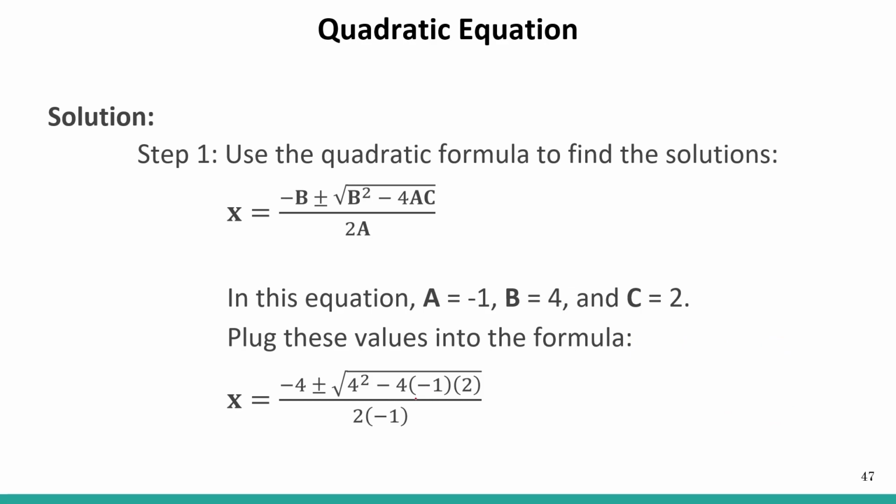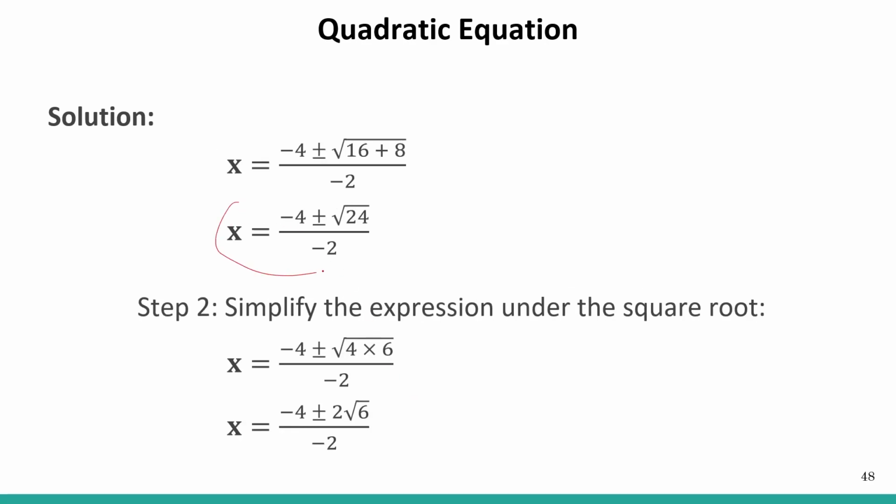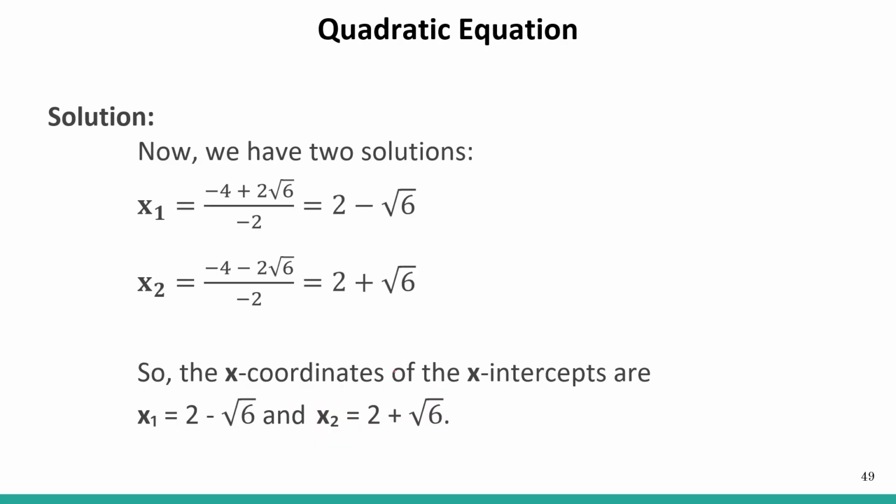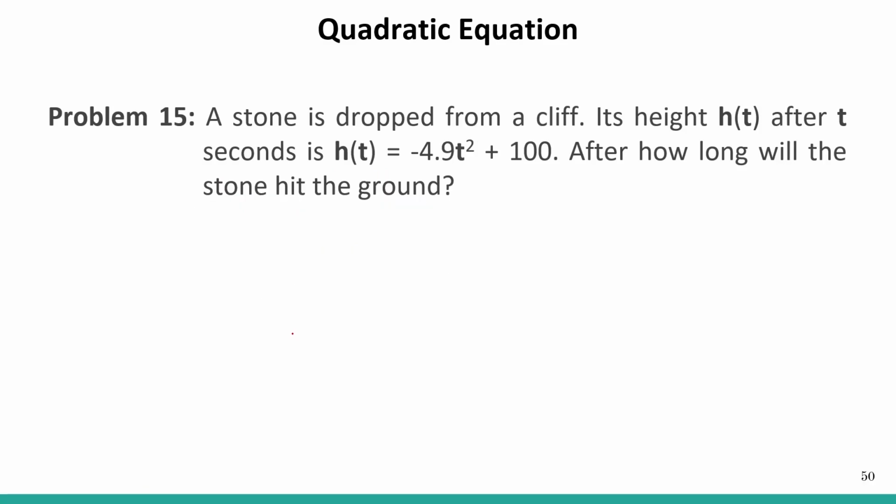So x is equal to minus 4 plus or minus root over of 24 whole by minus 2. So it is nothing but x is equal to minus 4 plus or minus 2 root 6 whole by minus 2. So x1 is equal to this much and x2 is equal to this much after simplifying by taking common 2 on both numerator and denominator.